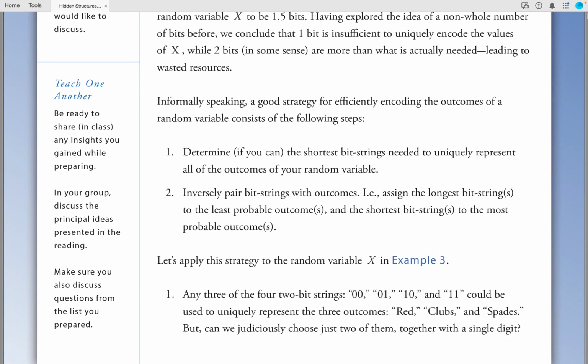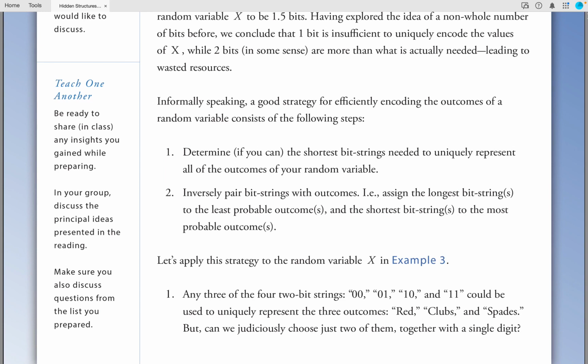Informally speaking, a good strategy for efficiently encoding the outcomes of a random variable consists of the following steps. 1. Determine, if you can, the shortest bit strings needed to uniquely represent all of the outcomes of your random variable. 2. Inversely pair bit strings with outcomes. That is, assign the longest bit strings to the least probable outcomes, and the shortest bit strings to the most probable outcomes. Let's apply this strategy to the random variable x in example 3.